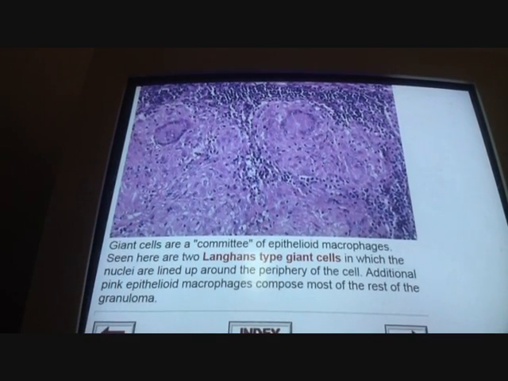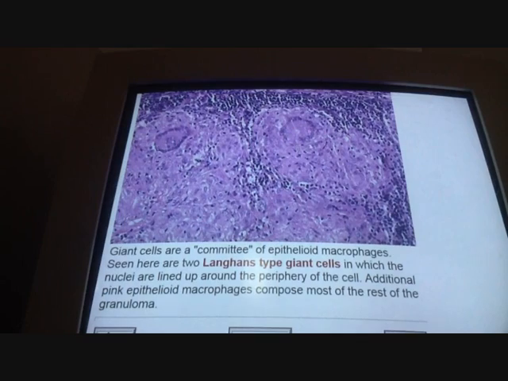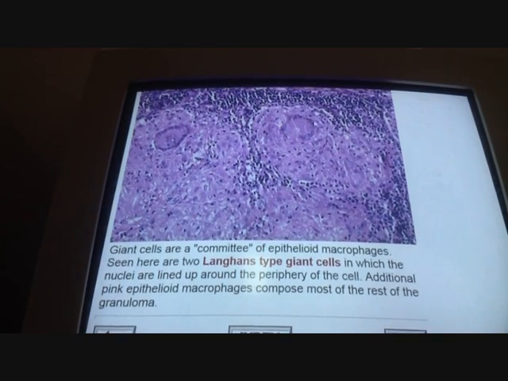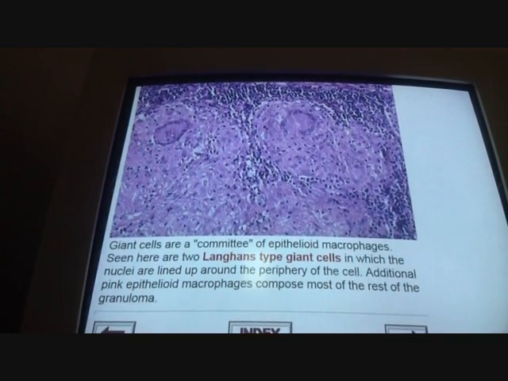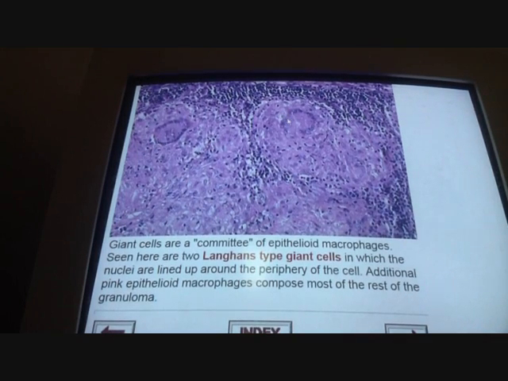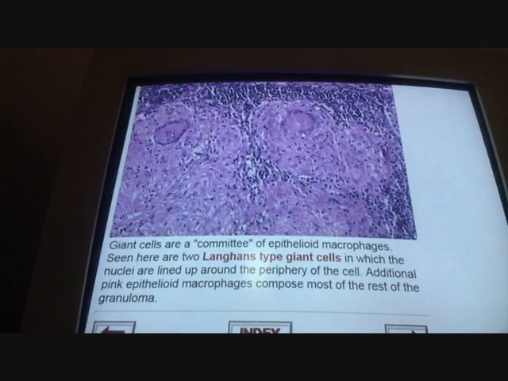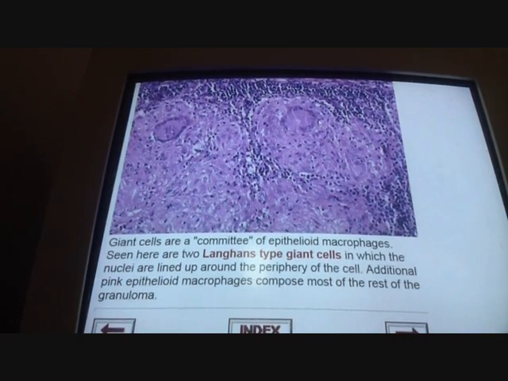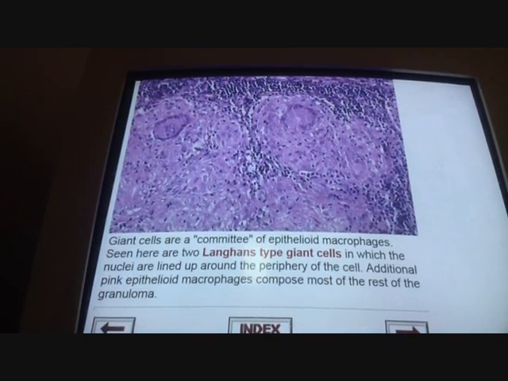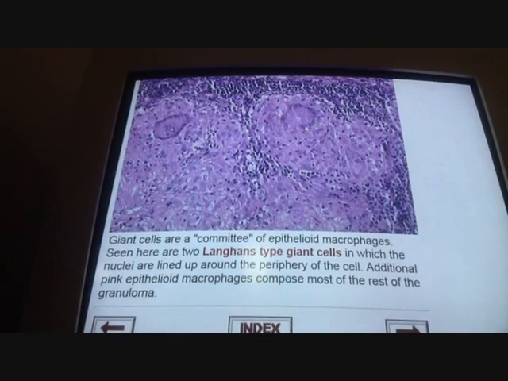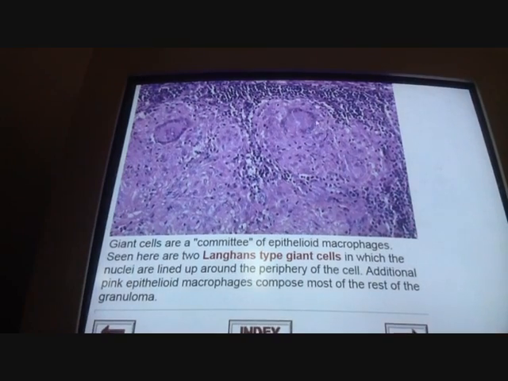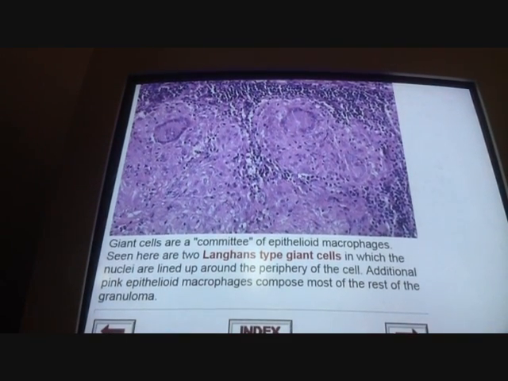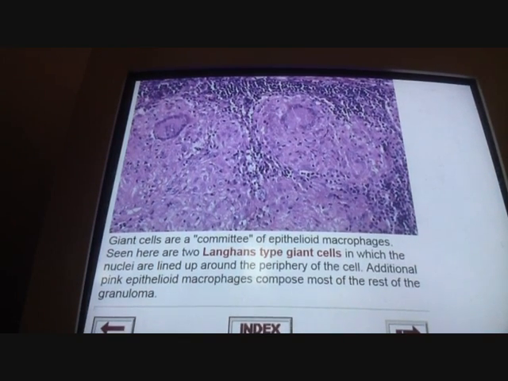Both of the giant cells are called Langhans type giant cells. So giant cells have subtypes, and one of which is called Langhans giant cells. If you notice, the nuclei are surrounding it at the very periphery of the cell. So this whole one is one single giant cell, and its nuclei are on the periphery of the cytoplasm. So this is called a Langhans type giant cell.